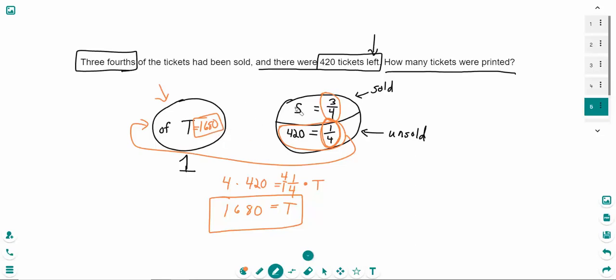Okay. If I wanted to, I could figure out what the S is too. If 420 were unsold, well then I could take that away from the total number of tickets. And we get 1,260. So that means the sold amount was 1,260. Which would have been 3/4 of the total. That all looks right. Nothing looks weird there. So we know we did it all right. And of course the answer here, they wanted to know how many were printed. So this total is the answer, the solution.